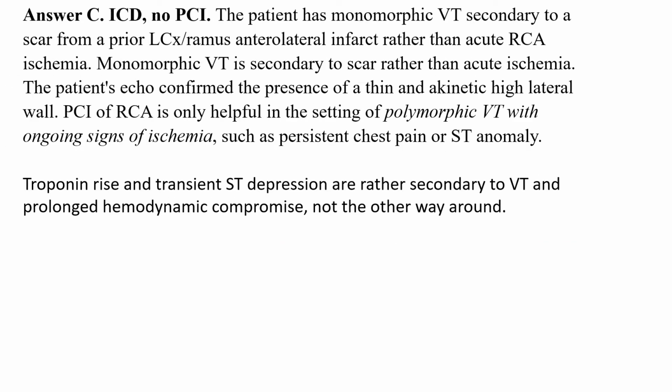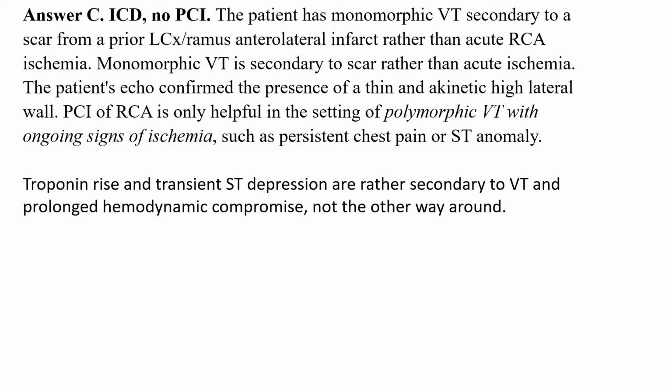The answer is C, ICD, no PCI. This EKG shows a monomorphic VT secondary to a scar from a prior left circumflex, high OM or ramus, anterolateral infarct rather than acute RCA ischemia. Monomorphic VT is secondary to scar rather than acute ischemia, as we discussed on a prior question, and the known history of occluded left circumflex is further suggestive of that. The patient's echo confirmed the presence of a thin and akinetic high lateral wall.